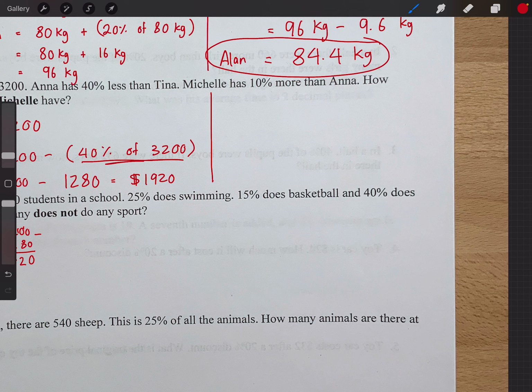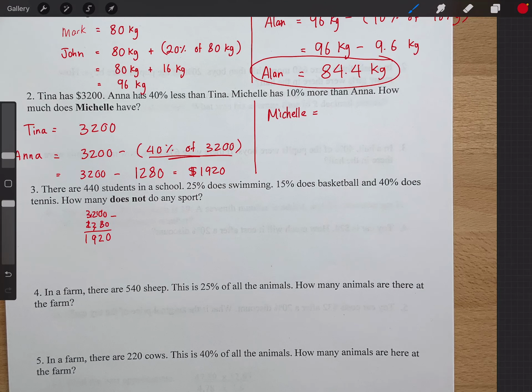Okay, Michelle. Says Michelle has 10% more than Anna. So she has whatever Anna has, which is this amount. Anna has this amount. So that's 1,920, and she has 10% more. So she added another 10% of 1,920.